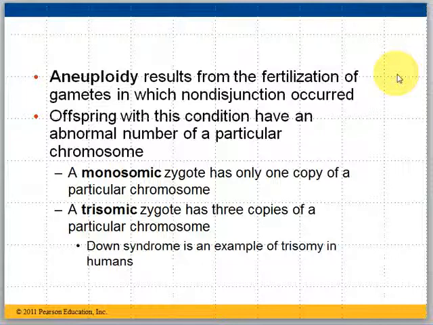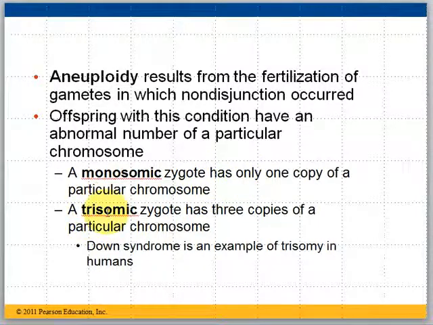too many. And if one of those gametes is part of the fertilization process where non-disjunction occurred, you're going to have something called aneuploidy. So aneuploidy is the fertilization of one of these gametes that has an improper number of chromosomes. And so the offspring with this condition has an abnormal number of a particular chromosome. They can either be called monosomic. It's a monosomic zygote, and it only has 1 copy of a particular chromosome instead of the normal 2.